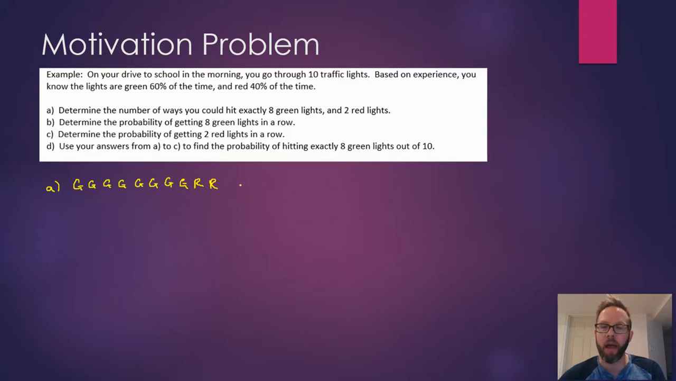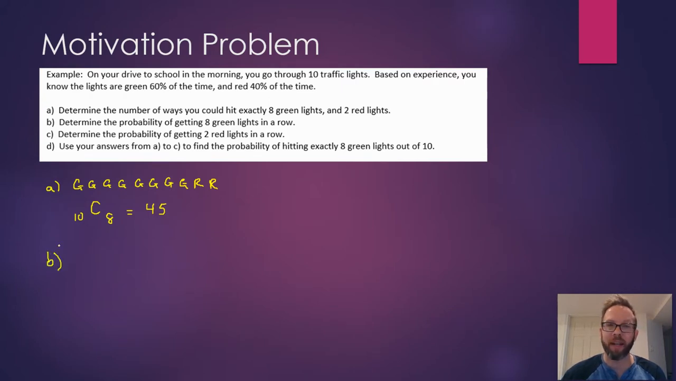Well, in our organized counting unit, of our 10 lights, we're looking for 8 of them to be green. So there'd be 10 choose 8 ways to choose the green lights. If you used 10 factorial divided by 8 factorial times 2 factorial, remember that gives you the exact same thing as 10 choose 8. But we can do that quickly. 10 choose 8 is 45 different ways that we can get 8 greens and 2 reds.